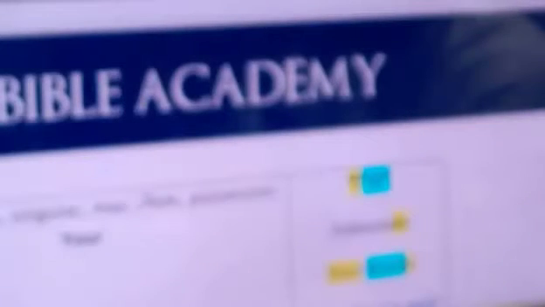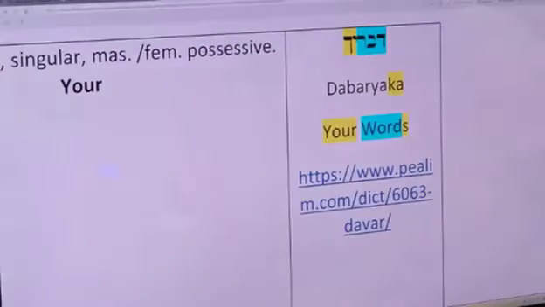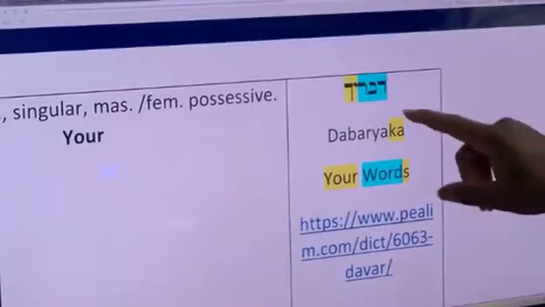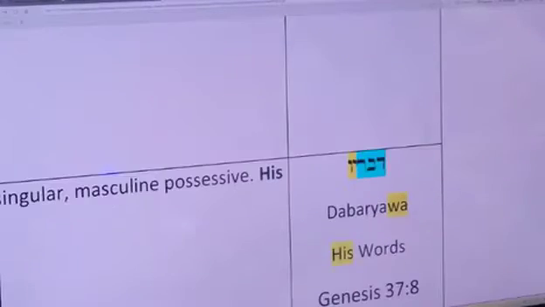Okay, and let's see. We may have one more example before we move on to a few questions and answers. Okay. So that was the last one we covered, dabar yaka, which means words of. Okay. One more example.